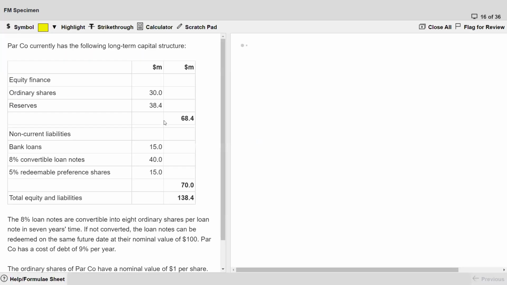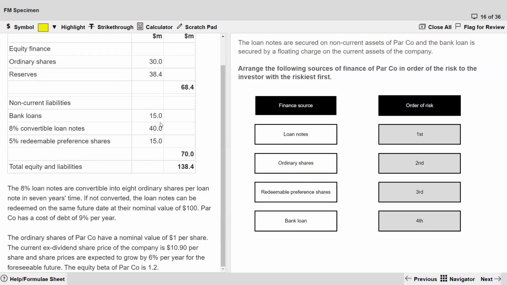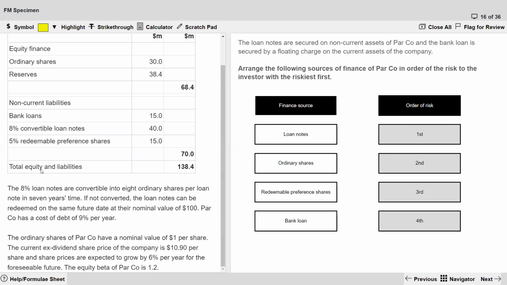Next, this is one of the questions that we have. It says Power company currently has the following long-term capital structure. The loan notes are secured on so and so. Arrange the following sources of finance of Power company in the order of risk to the investor, with the riskiest first. Okay, we need to see.